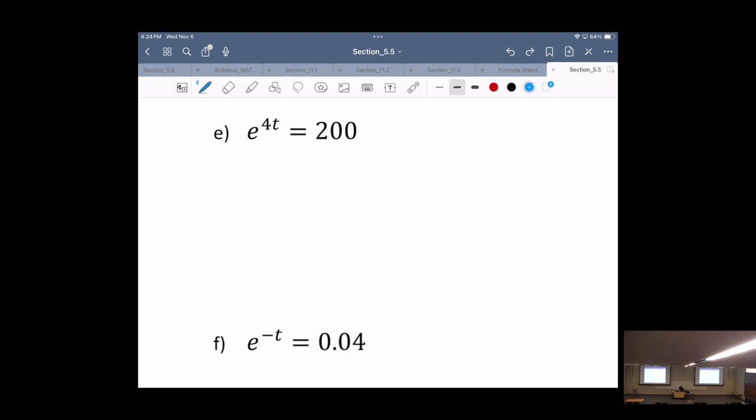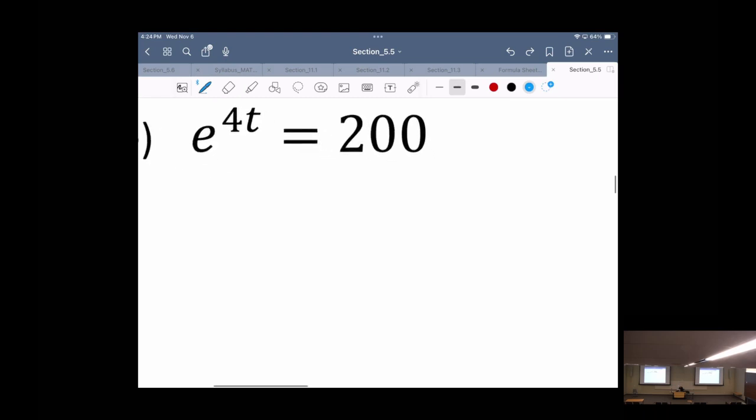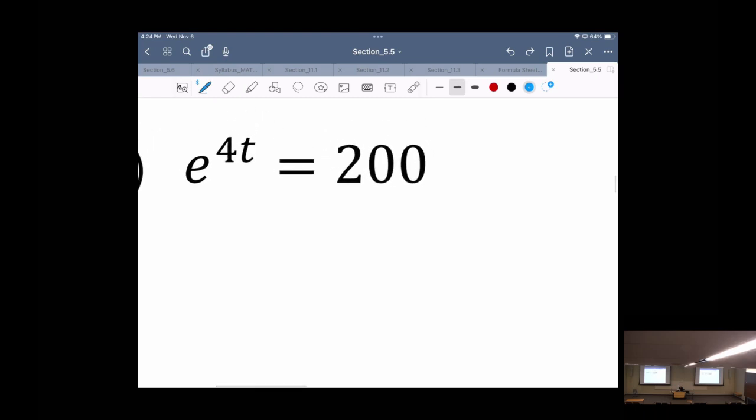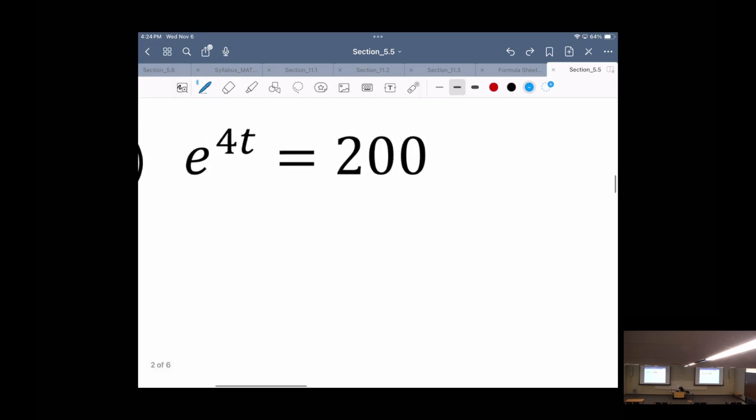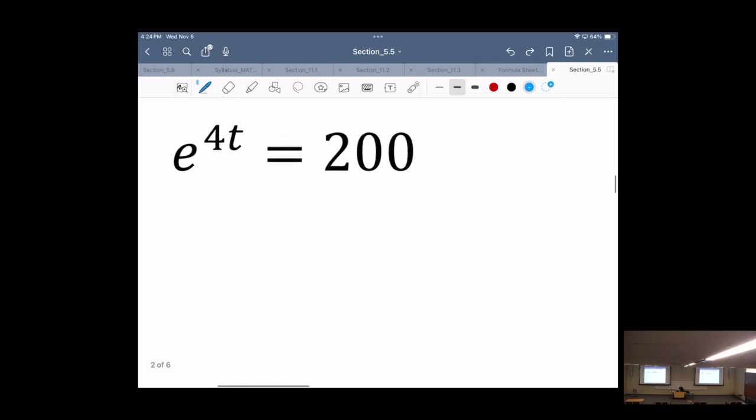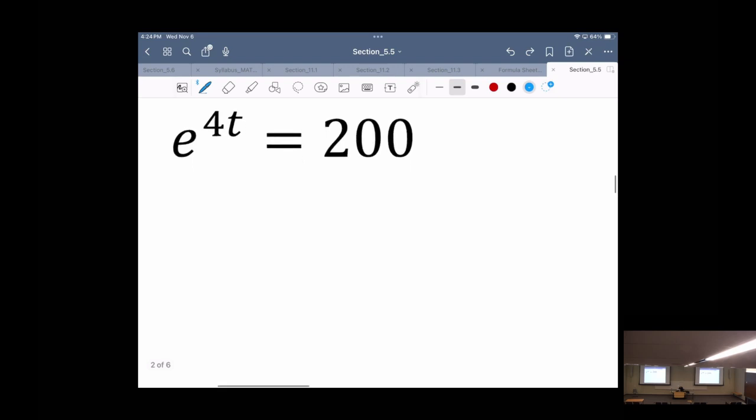So this particular one, if you haven't solved this yet, go ahead and solve this. Pause the video, do that, and when you come back, you can compare your solution with this. So I'm assuming you've done that. Now we have to solve for t, but notice in this case, the base on the left side is e.